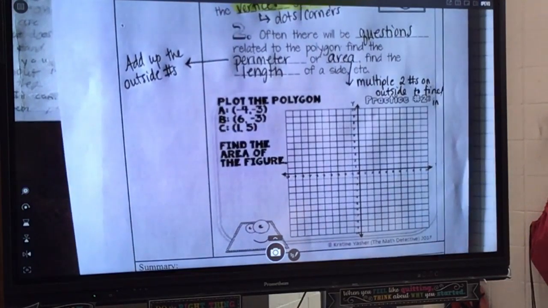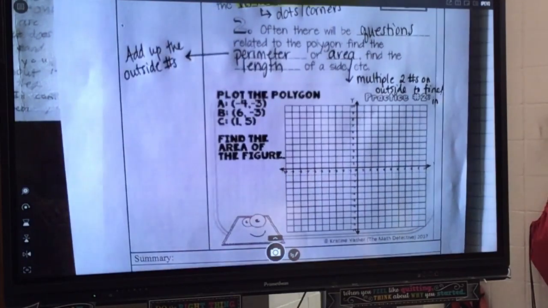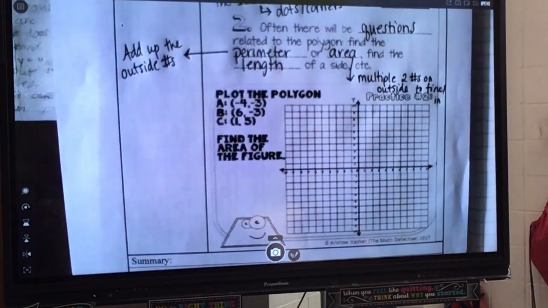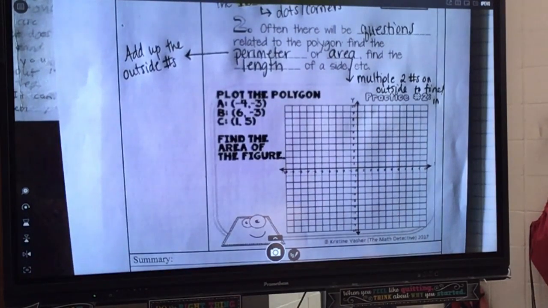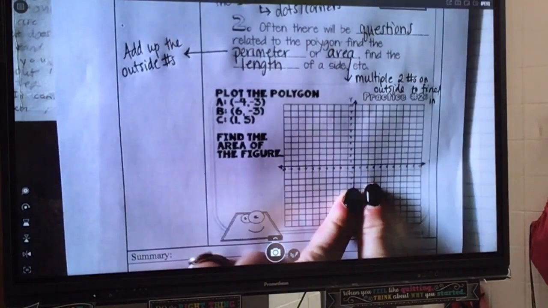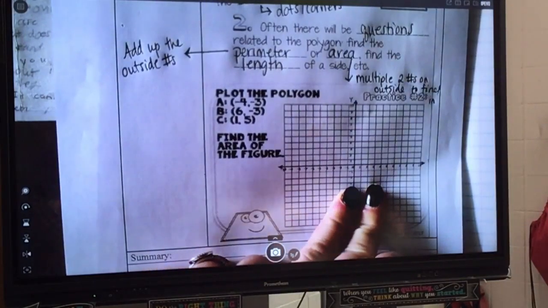So when we are plotting these points, which direction do we always go first? The x coordinate. Which is which direction? Horizontal. Left or right. Okay? So you're always going left or right first. Then we're always going what? Up or down. All right, now I know these numbers on this grid are really hard to read. So just be careful when you're plotting your point.